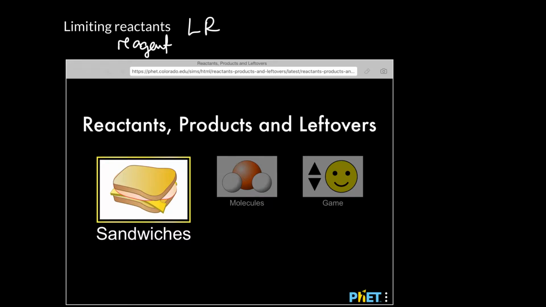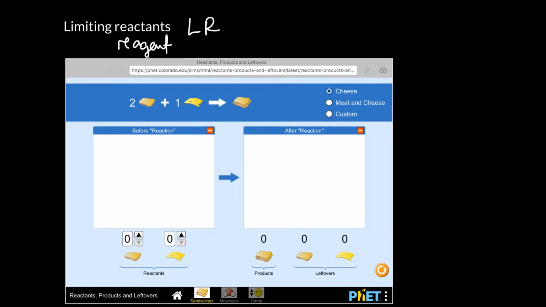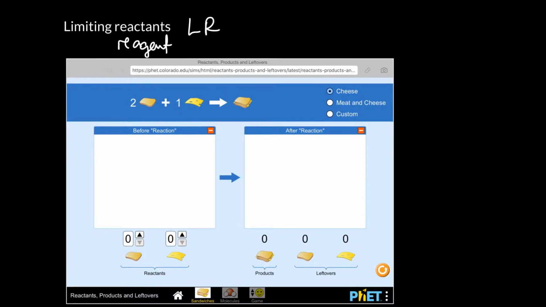In this simulation, we're going to practice making cheese sandwiches. Of course, the recipe for a cheese sandwich is 2 slices of bread and 1 slice of cheese makes a sandwich. So let me ask you, if we had 6 slices of bread and 4 slices of cheese, how much could we make? Let's see if I can click on the bread. So 1, 2, 3, 4, 5, 6. All right, and 4 slices of cheese.